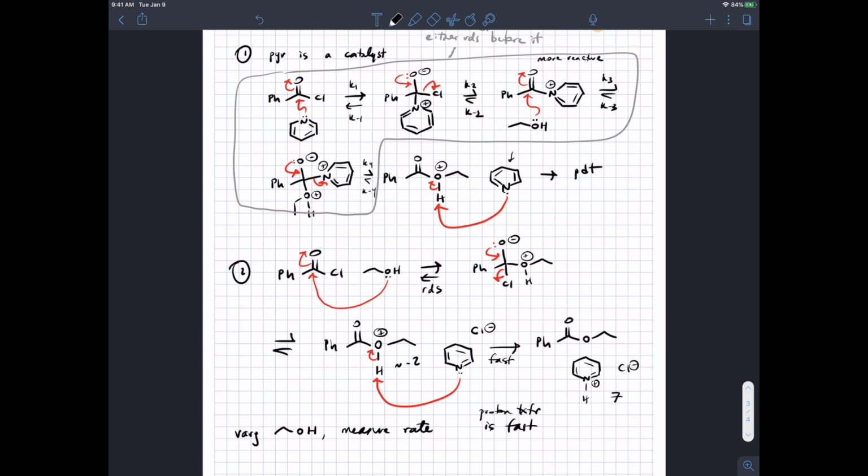So if you vary the concentration of the alcohol here, you might expect, especially if this is the rate determining step, a fairly simple linear dependence of the rate on the alcohol concentration. Up here, you're right, depending on which is the slow one, it might be more complicated. Okay? What else? What other possibilities? And this is what chemists do. They do multiple things when you're analyzing kinetics.